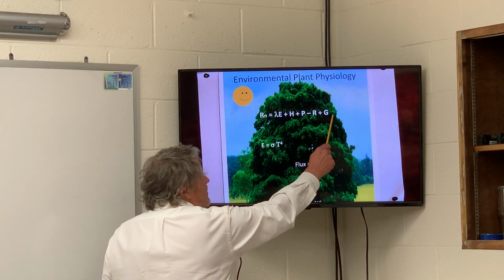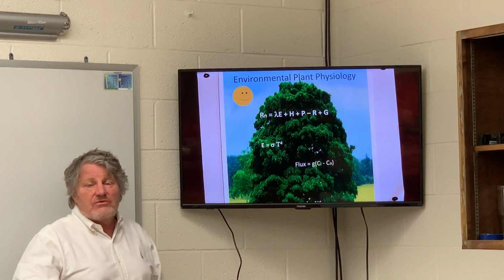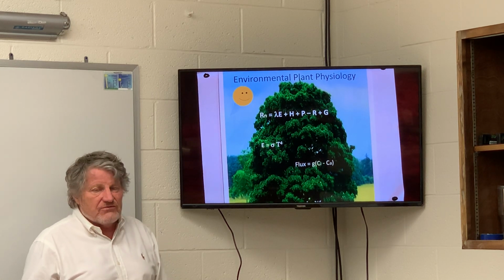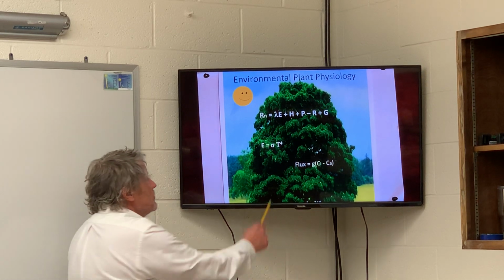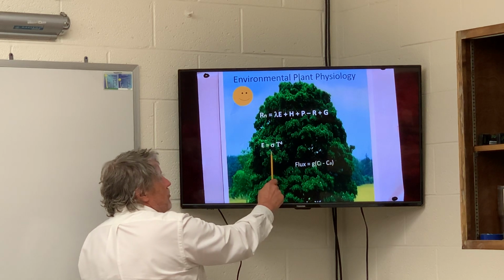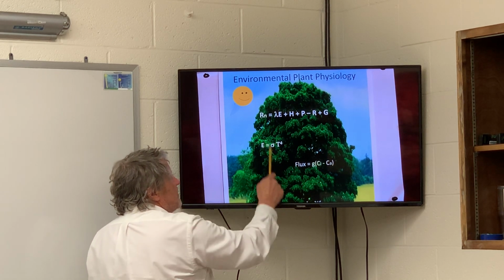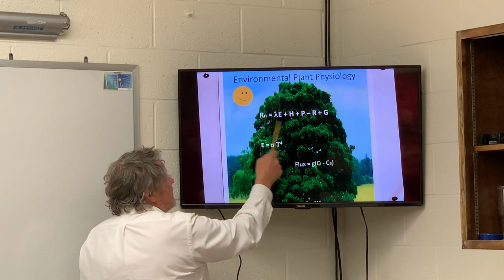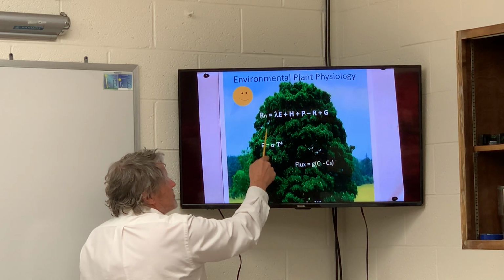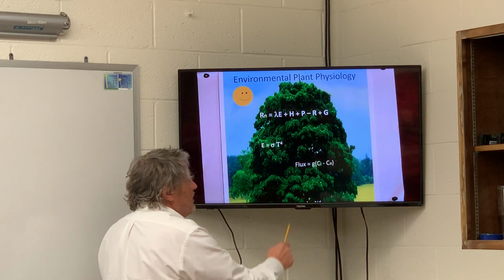Here's our energy balance equation, and you can see from the exam that it leads to all kinds of questions. Here's the Stefan-Boltzmann equation feeding into net radiation. Even this alone, net radiation, has some components, just to get that.